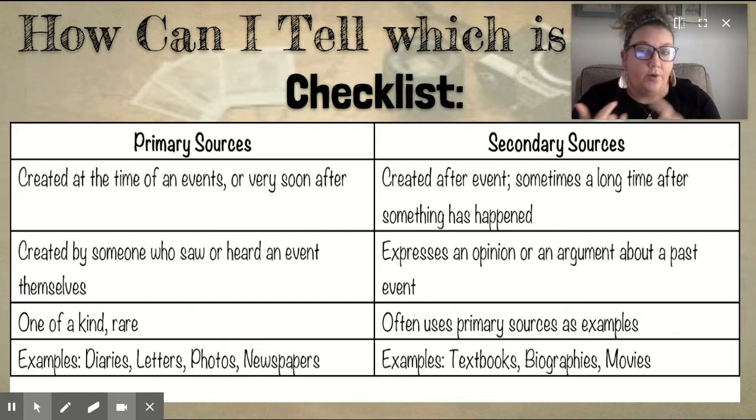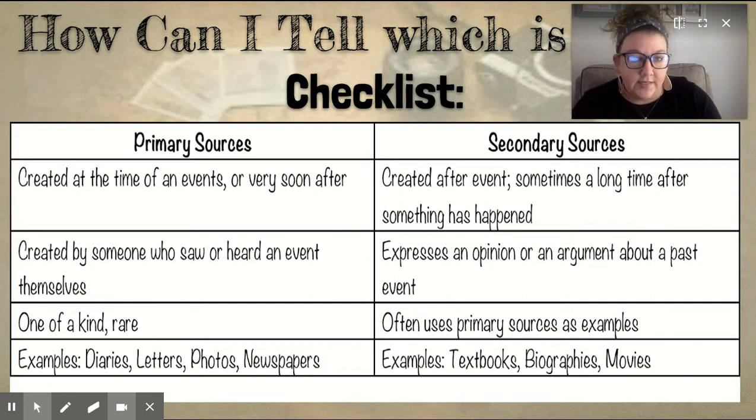Primary sources were created at the time of the event or very soon after. They are created by someone who saw or heard an event themselves, or it is an object that was present at that event. So a piece of pottery, a piece of architecture, ancient ruins of Rome, those are primary sources still. And they tell us kind of how people lived, how they built things, what tools they used, but it is still a source. They are one of a kind, they are rare.